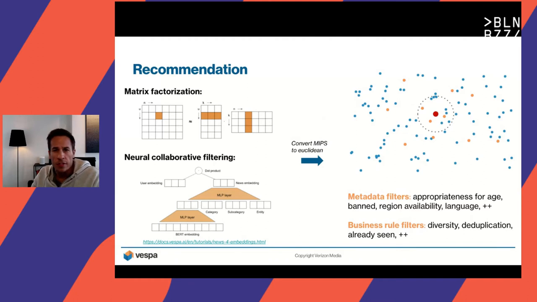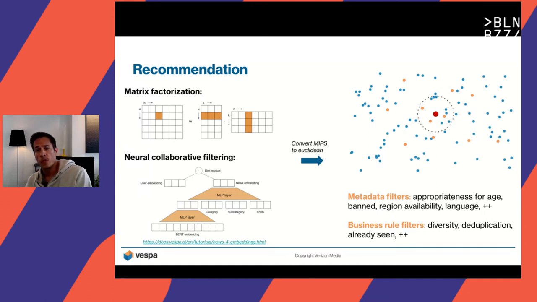So another example, recommendation. Recommendation is similar to search, but the query is the actual user profile. We want to search for items to recommend given what we know about a user. Classically, we'd use approaches such as matrix factorization. These days, of course, we use more deep learning approaches such as neural collaborative filtering and its descendants. These figures here, by the way, are from a news recommendation tutorial we have for Vespa, in case you're interested.